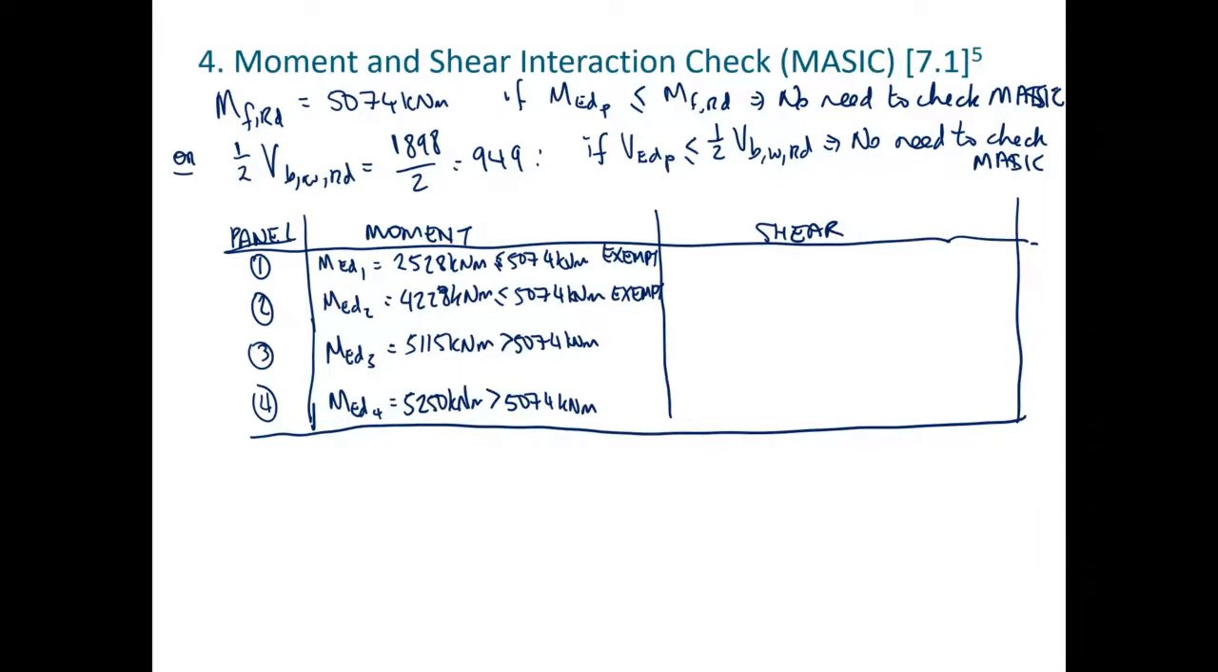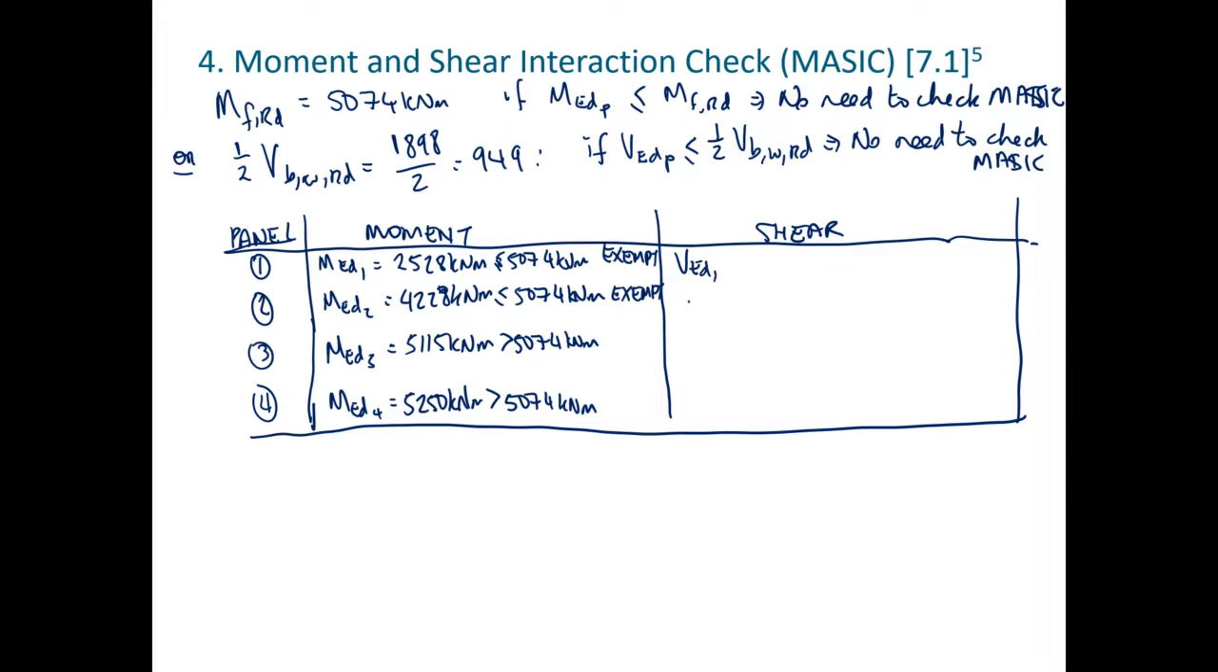So we can see that panel 1 and panel 2 are exempt from checking for moment and shear interaction due to the fact that the flanges alone can carry the moment, whereas for panel 3 and panel 4, the demand is higher than the capacity of the flanges alone, so therefore they're not exempt from the moment. But let's check for shear.